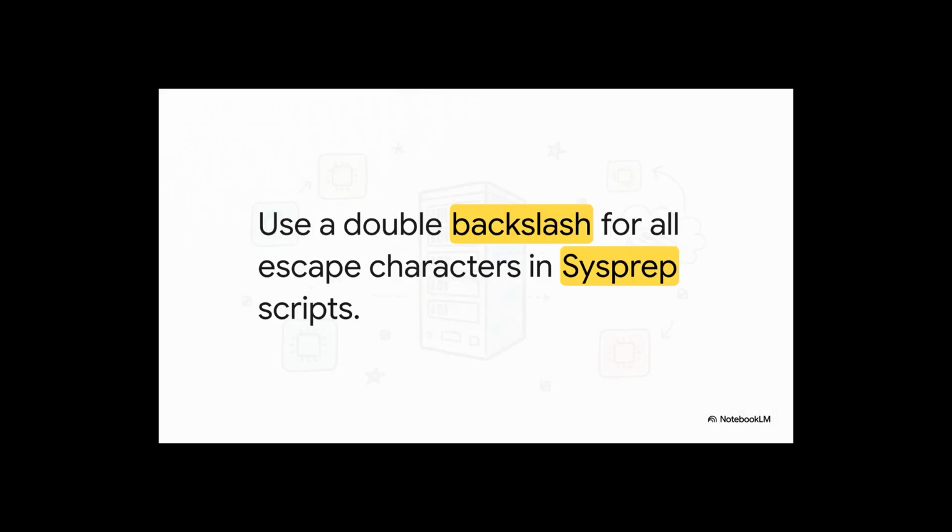Guys, pay close attention here. Massive exam alert. When you are writing custom sysprep scripts directly in the Prism Central UI, you absolutely must use a double backslash for all escape characters. So if you need an escape character like \v, you literally have to type it out as //v. I know it sounds minor, but this is a very specific, highly testable detail that will easily trip you up if you aren't prepared for it.